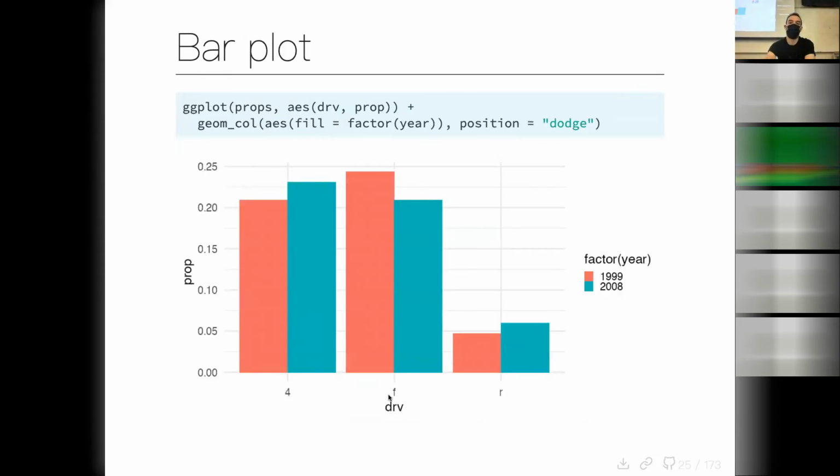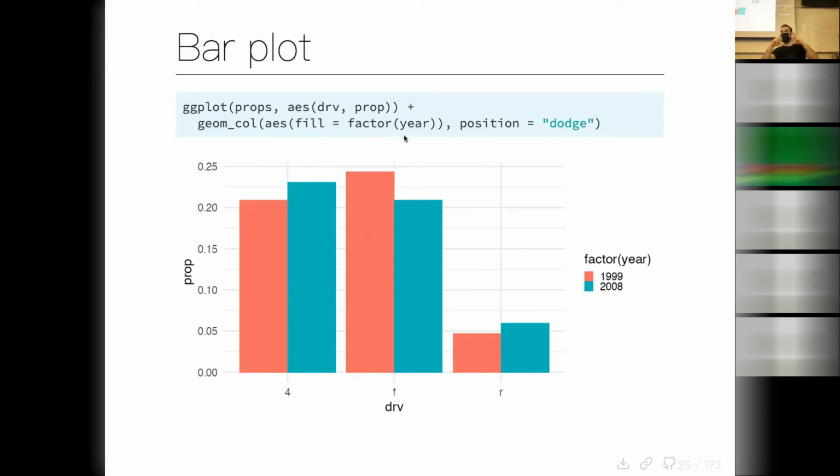Okay, so now I'm creating a bar plot where I'm putting the drive train on the x-axis, right? 4-wheel drive, front-wheel drive, rear-wheel drive. And I'm putting the proportion on the y-axis. Then I'm saying geom col, and I'm going to say fill equals factor. By default, we've talked about this before, right? Geom col, by default, if you have 2 or more categories, it's going to make them stacked bar charts. And I don't want that.